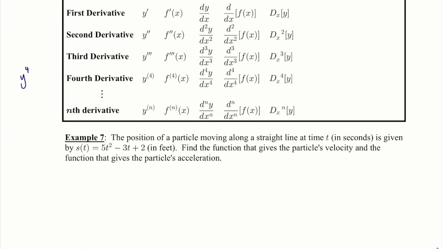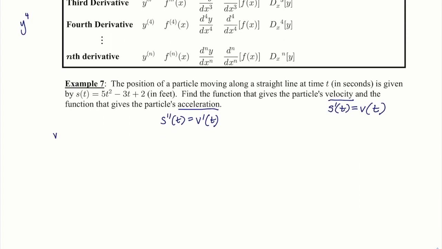So let's take a look at this next example. The position of a particle moving along a straight line is given by this s of t. Our input is in seconds and our output is in feet. And we want first the function that gives the particle's velocity, which would be the first derivative of position, and we'll call it v of t. And the particle's acceleration, which is the second derivative of position and the first derivative of velocity.